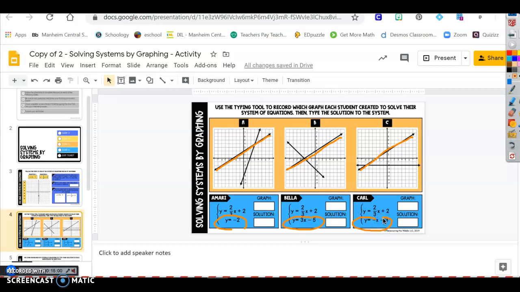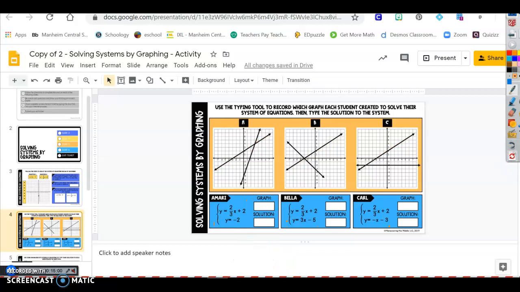Is it graph A, B, or C? Right here, where it says graph, you're going to type in the letter A, B, or C. And then down here at the bottom, you're going to tell me the solution. The solution is the point where they are crossing. You're going to name that as X, comma, Y. So maybe it's going to be something like 3, 4, or 3, 7. So go ahead and put it in parentheses.